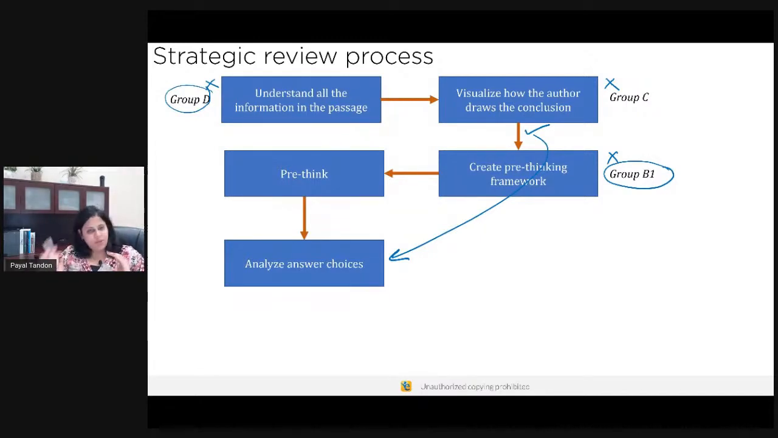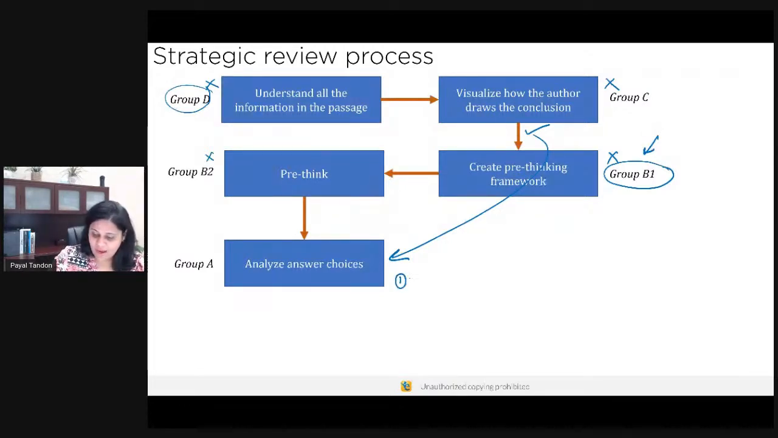Now, let's say you were able to create your pre-thinking framework. You understood the passage and created your framework, but you were not able to come up with even a single pre-thinking answer. That means you belong in group B2, and your corrective action is going to be different from group B1's. Now let's say you did everything. You were able to pre-think. You knew this is what I'm looking for in the correct answer choice. But still, you ended up selecting an incorrect answer choice. That means you belong in group A. And this is where you have to do further analysis of why. There are 2 things that you have to do here.